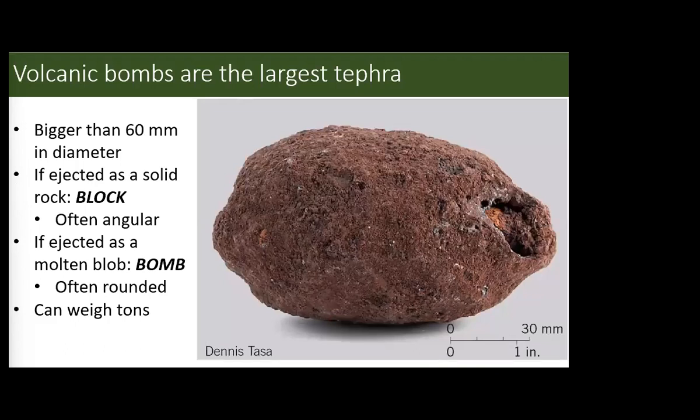One thing to keep in mind with bombs is that they're rounded and still molten. The block is just part of the rock formation itself. It hasn't melted down. It's just debris that's been thrown out because of the explosion. The bomb is actually partially melted. Because it's partially melted, it has a more rounded circular shape. That's why they call it a bomb. It looks like one of those old school cartoonish bombs with the wick sticking out of it. These are pretty common, and they can weigh tons, so pretty big.